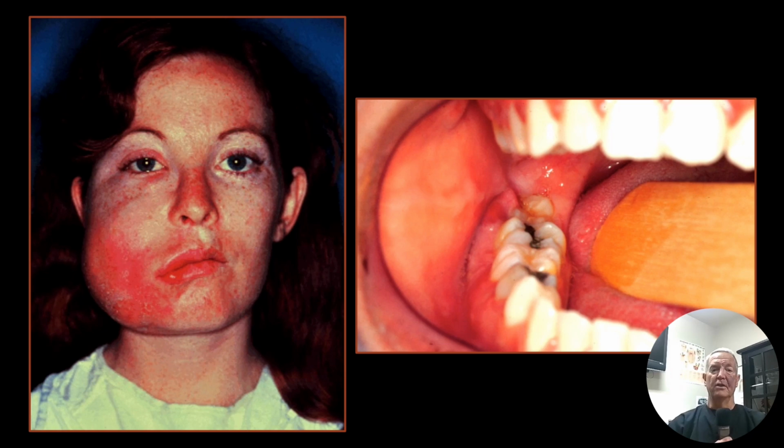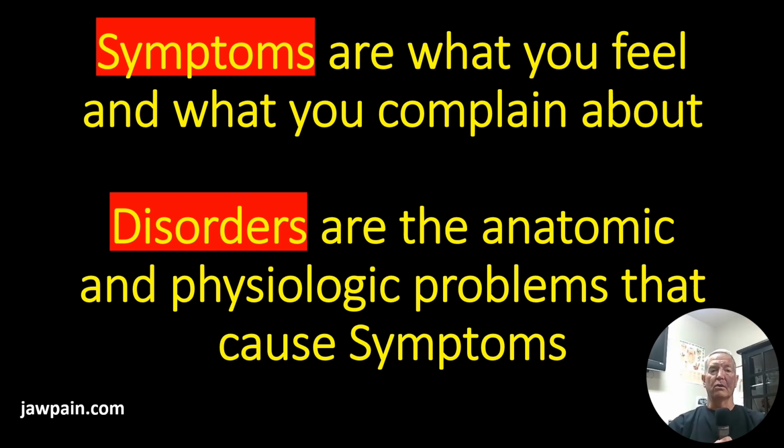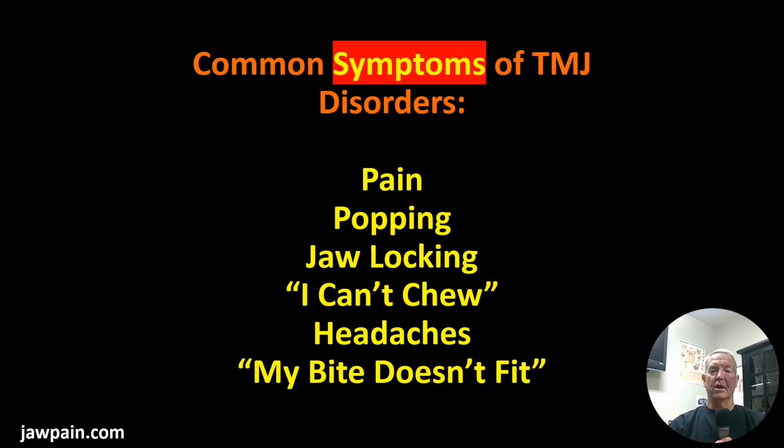In summary, the disorders are an infected wisdom tooth and associated abscess. The symptoms are pain, swelling, fever, limited jaw opening, and difficulty swallowing. Symptoms are what you feel, and disorders are what cause the symptoms. Now let's consider TMJ symptoms and disorders. Here are common symptoms of TMJ disorders. Please note that these are descriptions of symptoms and tell us very little about the anatomic problems that cause the symptoms. TMJ symptoms occur because of anatomic and physiologic problems, generally called disorders and deformities.